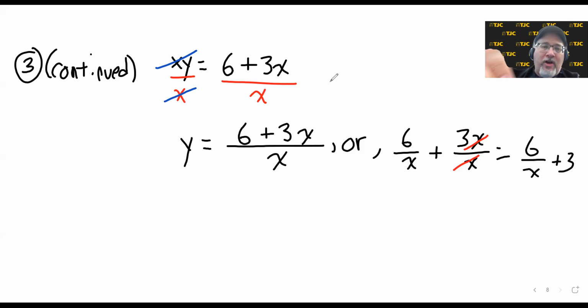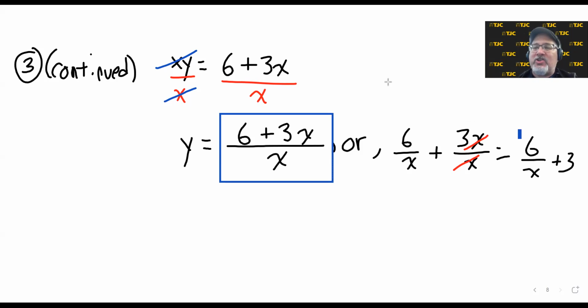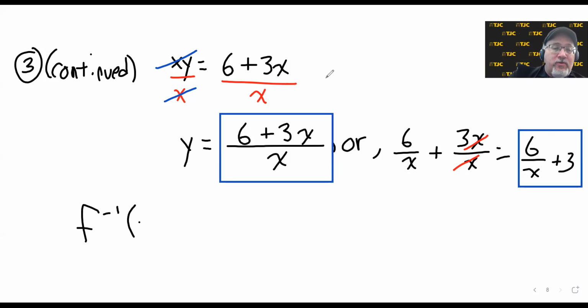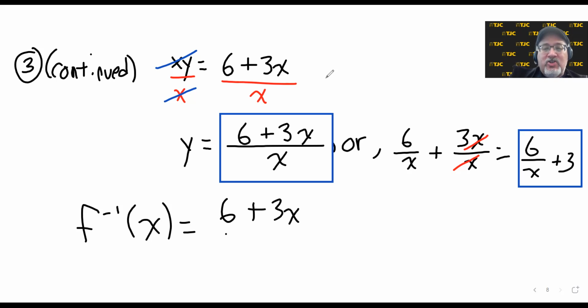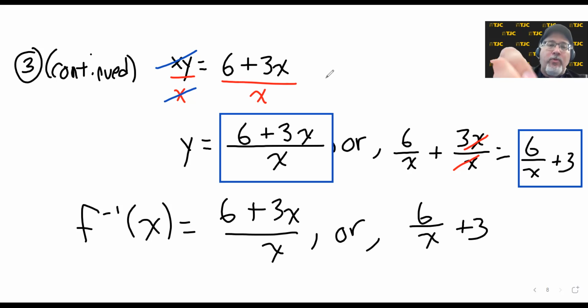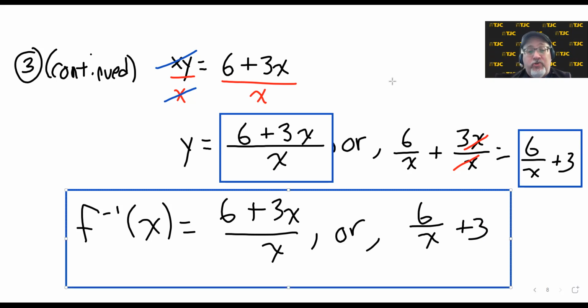So which answer is correct? Both of them. 6 plus 3x all over x or 6 over x plus 3. Either one would get the job done. Most people would probably go for the first answer because there's more work to get to the second answer. This means that our inverse function, f inverse of x, is 6 plus 3x over x, or if you wanted to split it and clean it up, 6 over x plus 3. Either one would be correct. But again, I think most people would probably settle for the first one because it requires less work.